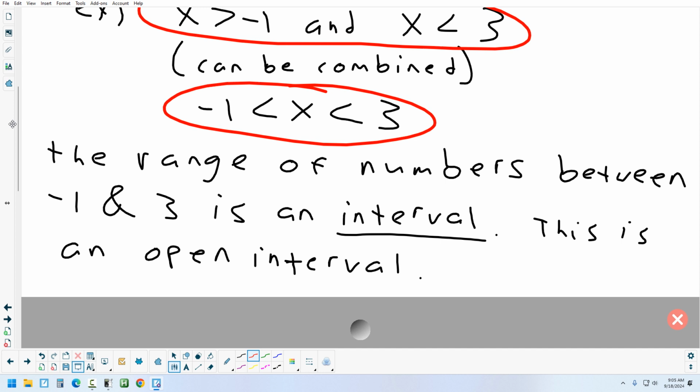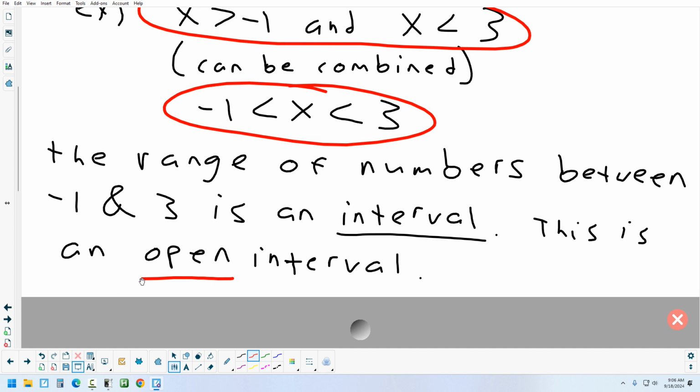So anytime you have a set of numbers that you're trying to talk about, and you have a low value and a high value, that type of thing is called an interval. Specifically, this is called an open interval. Okay, so we're going to talk a little bit about what's an open interval versus a closed interval in a second.